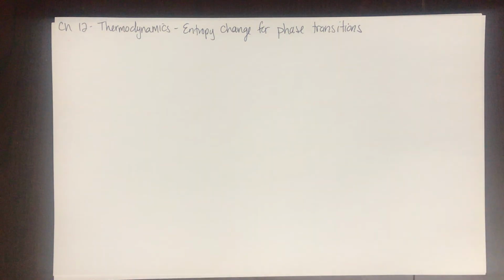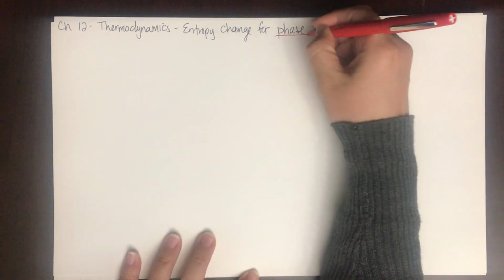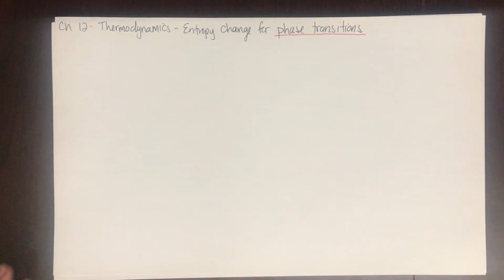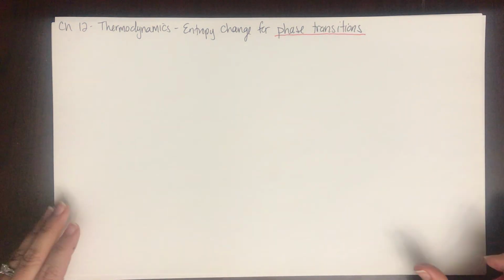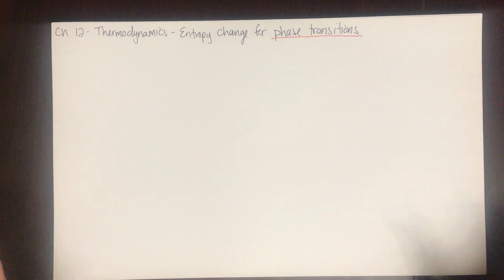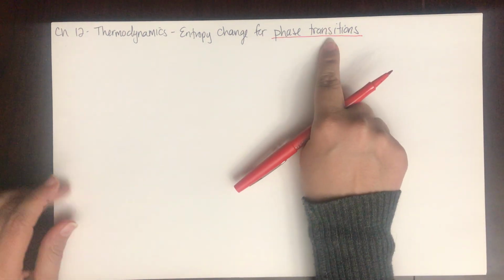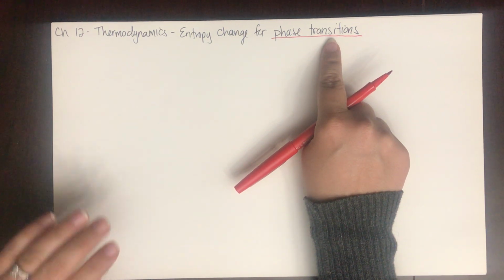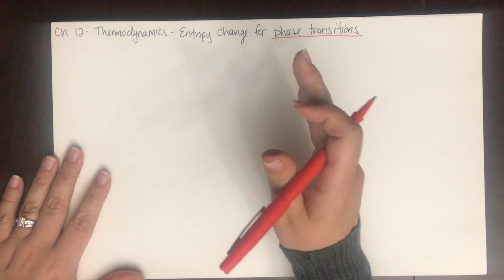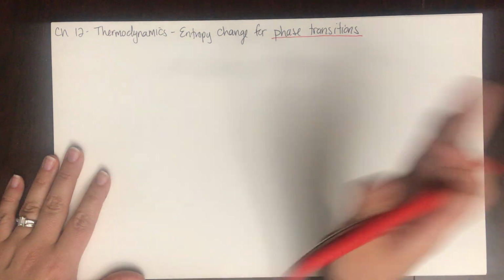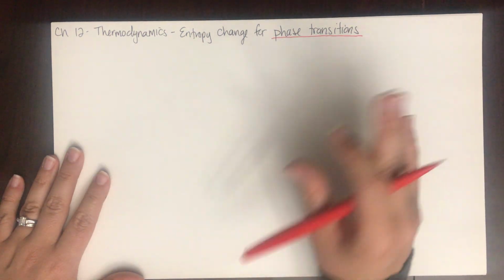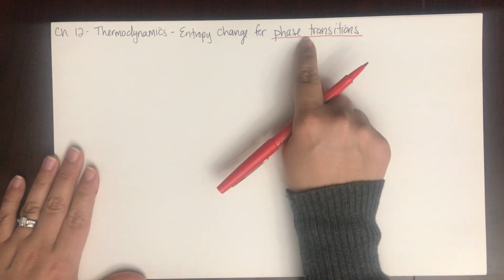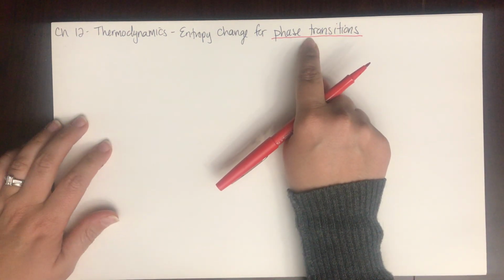Okay, so let's talk about calculating entropy change for phase transitions. So this is only for phase transitions. You cannot calculate entropy change for other situations this way. Only phase transitions, which means you have the same substance, you're just going from a liquid to a solid, or a liquid to a gas, or a solid to a gas, whatever. But you're not changing the identity of the substance, you're only changing the phase.